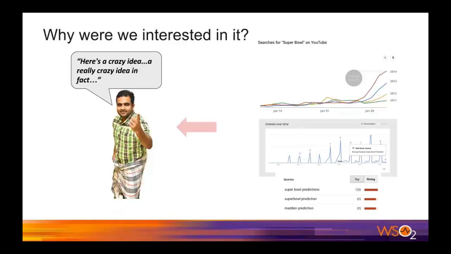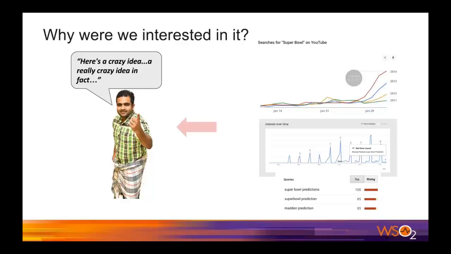So why were we interested in it? One of our team members in our marketing team came up with this crazy idea after doing some analysis. He analyzed the search term Super Bowl on YouTube and found that it has grown more than 5 times since 2011. He also found that Super Bowl predictions has a very good index, with good interest over time when you search by those terms. With these facts in mind, we thought, why can't we try WSO2 machine learning, the predictive tool that we have built, to predict the winners of the big games, or the Super Bowl games.